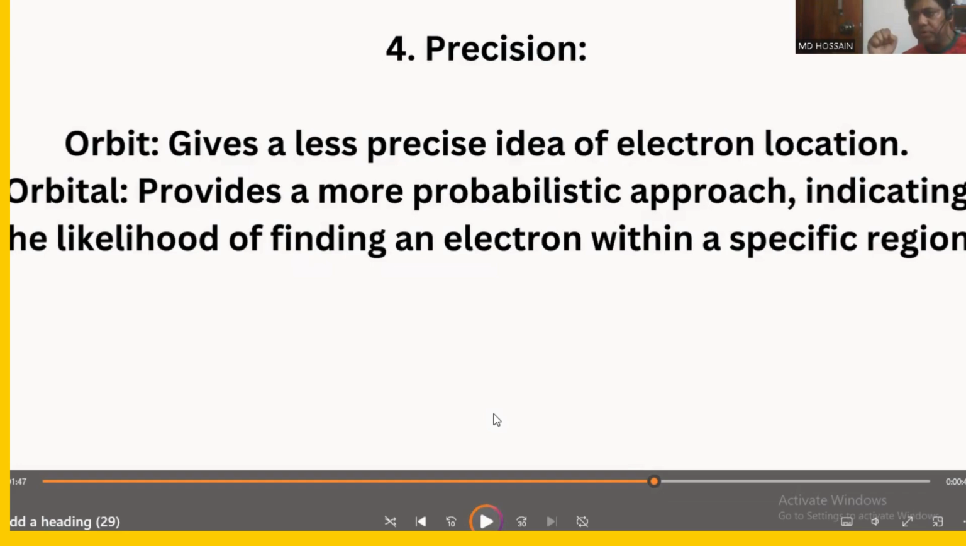Got my point? More probabilistic approach. Just keep in mind, more probabilistic approach. Orbit is a less probabilistic approach. Orbit and orbital, in terms of precision: orbit is a less probabilistic approach. Orbital is a more probabilistic approach. Okay, so I think this slide is clear. Now next.